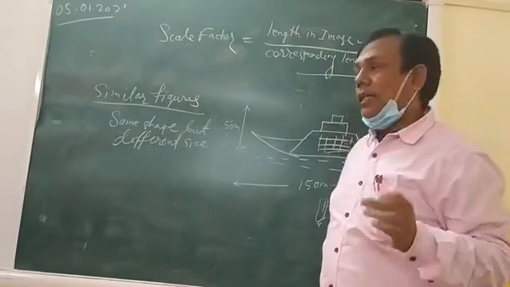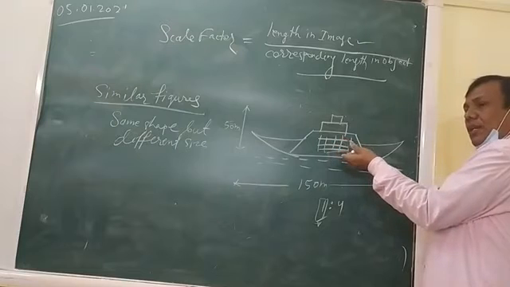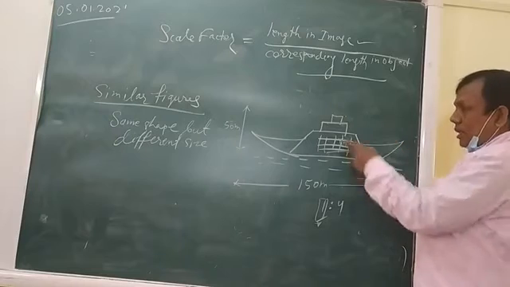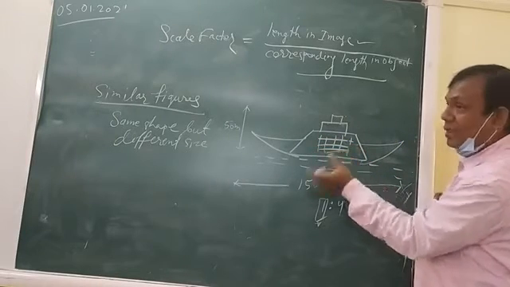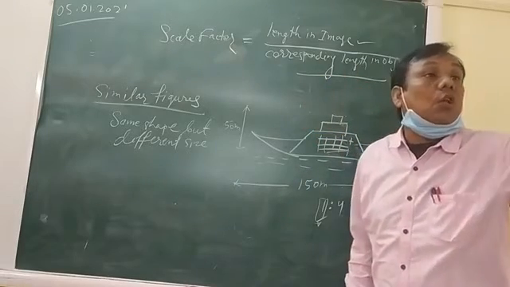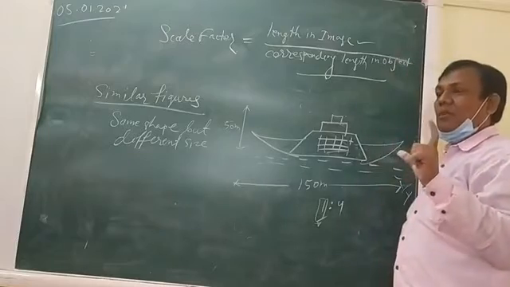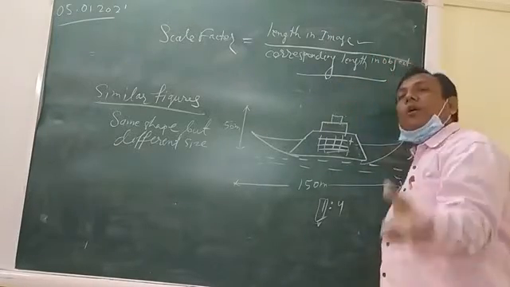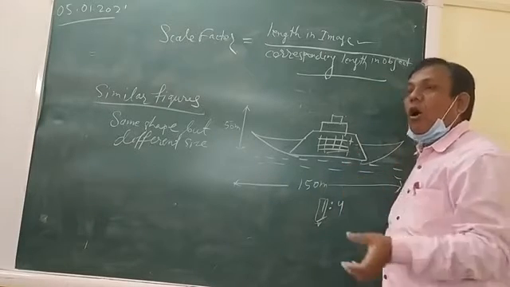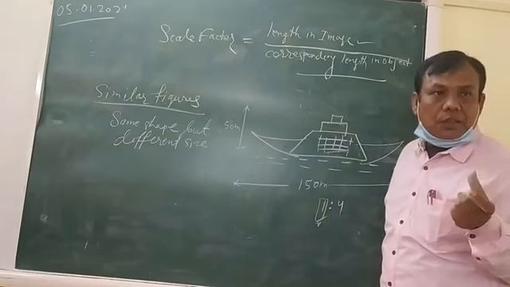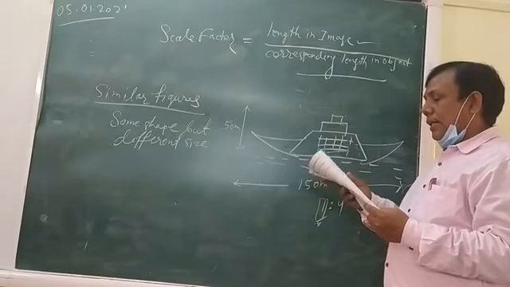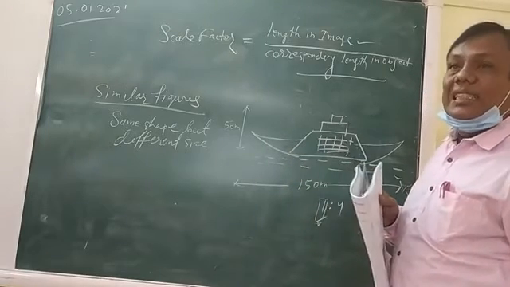Got it? So whatever shape you can see in the figure, if you have to make a model of this, then what will you do? The shape will be the same, but the size will be different. And what will be the size? It all depends on the scale that is given. Whatever scale is given, according to that, we have to draw a figure or make any object as a model. Got it or not? So, you have to understand scale factor.